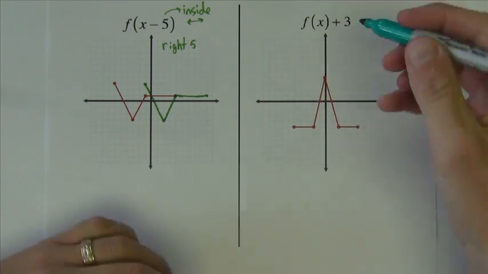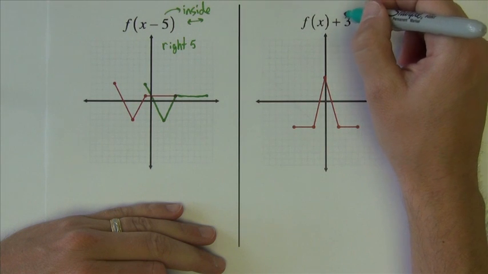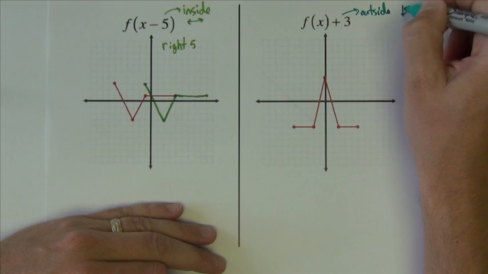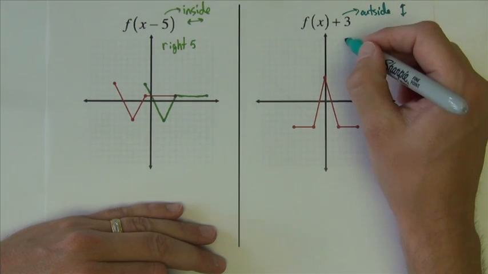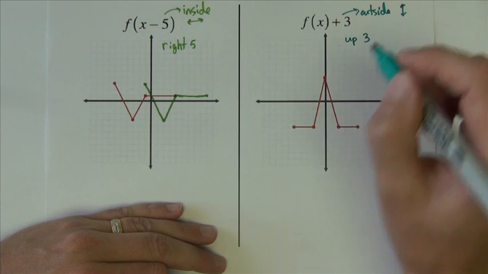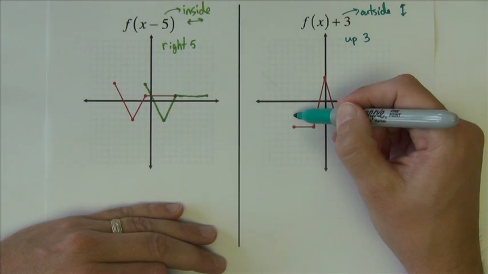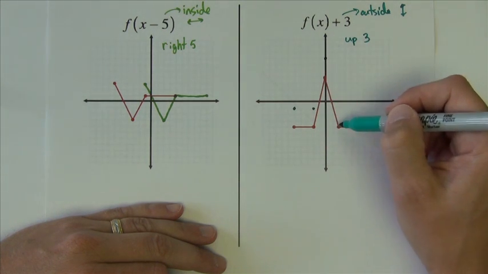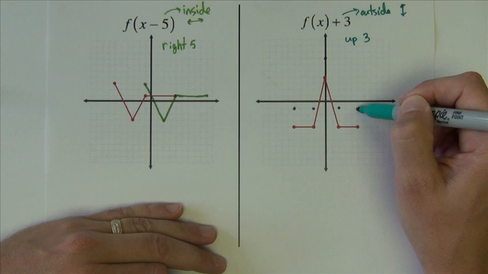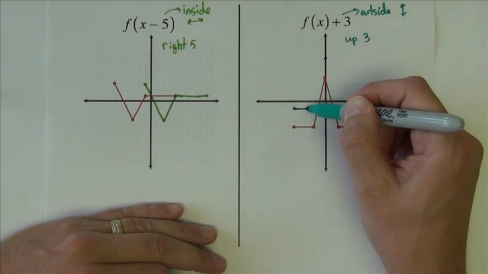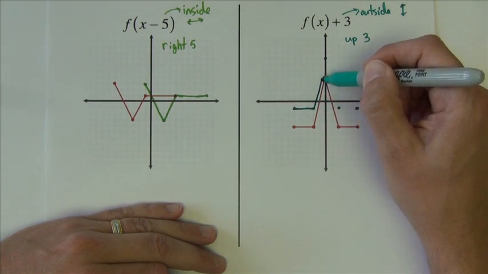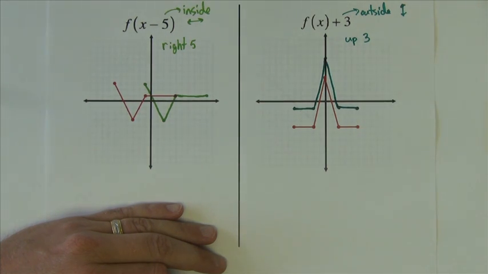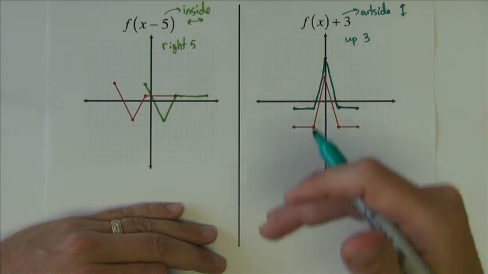Next one we see f of x plus 3. This is on the outside, and when it's outside, we think up and down. We go the direction of the sign, so this is going to go up 3 units. All the points, just move them up 3: 1, 2, 3. Just keep counting them up. Once we've got them all counted up, then we can connect them left to right. That could have looked better for sure, but we get the idea. It's the same shape, just moved up 3 units.